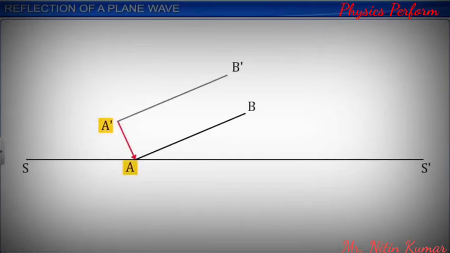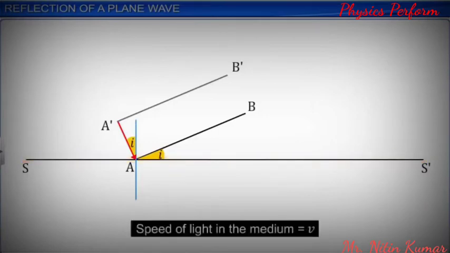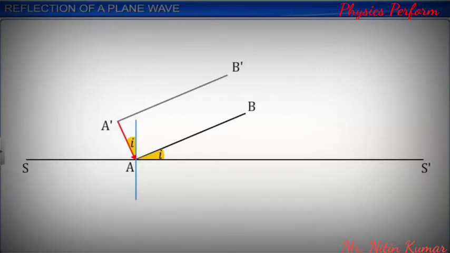A' gives the direction of propagation of the wavefront, and let us assume that the wavefront is incident on the surface SS' at an angle I, and the speed of the light in the given medium is v. At t is equal to 0, the point A is in contact with the surface SS'. The secondary wavelets from points other than A have maximum intensity in the forward direction and zero intensity in the backward direction, and thus they travel in the forward direction.